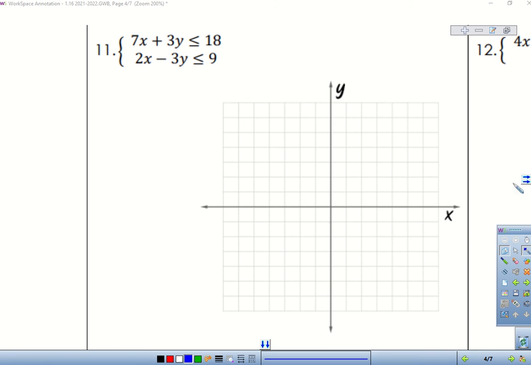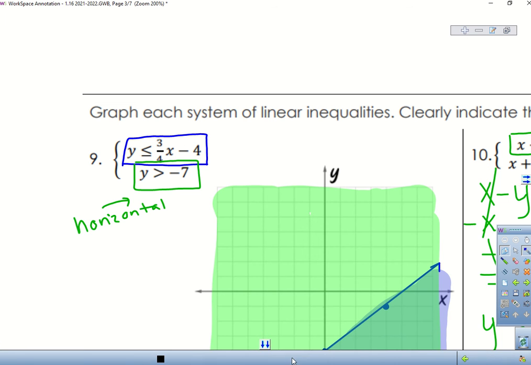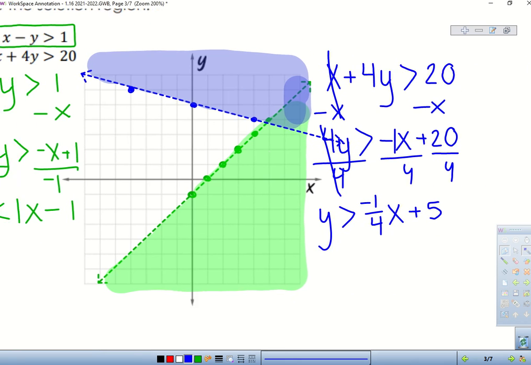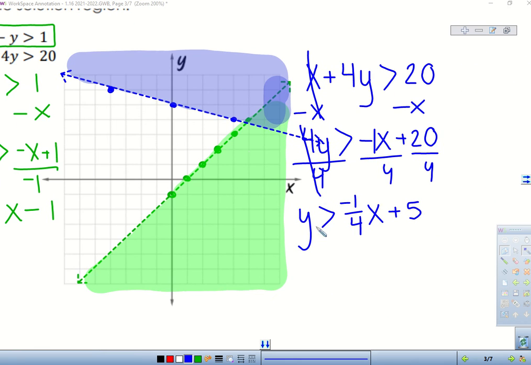Wait, do you shade above or below? Oh, so the reason you shade above is when, think of this as like an alligator's mouth. When it eats the y, you shade above. When it doesn't, you shade below.